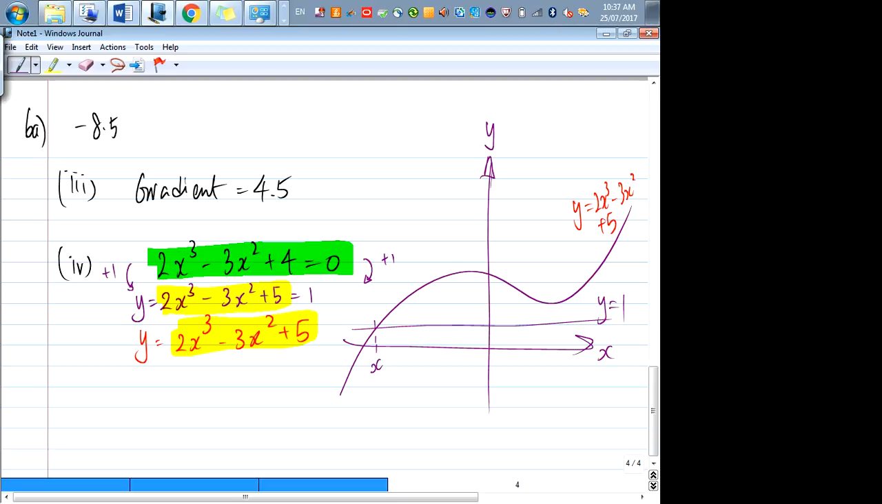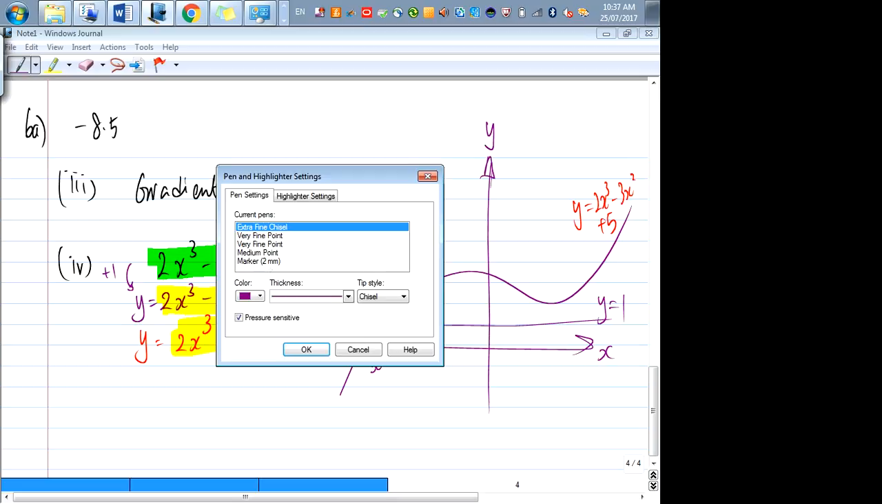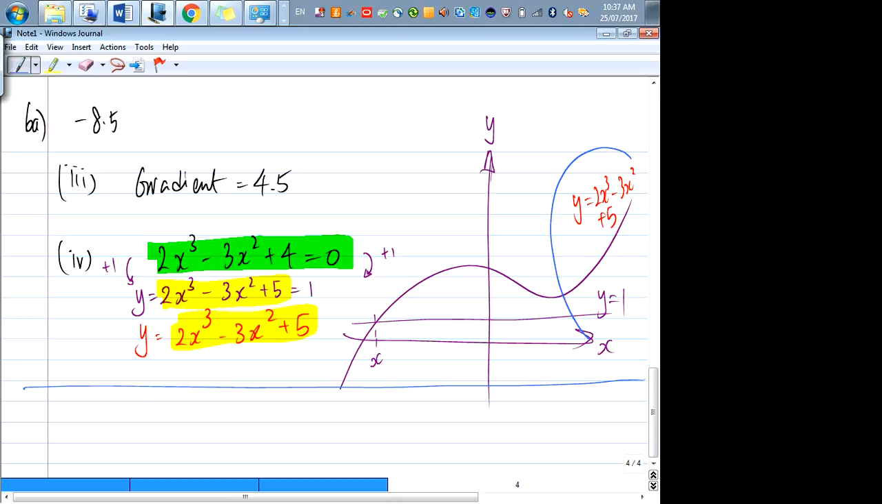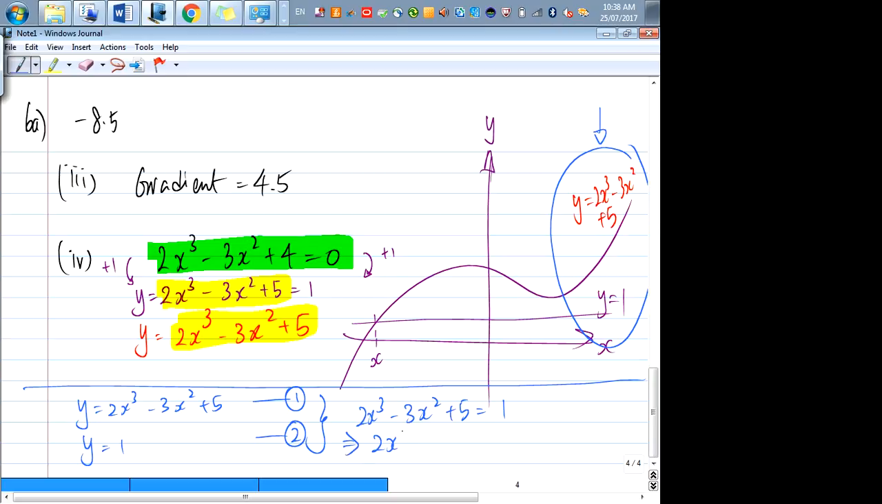Now how does this actually work? If I ask you to solve these two equations simultaneously, just extra knowledge for you, this is what you are going to do. Y equals to 2x cubed minus 3x squared plus 5, and the other one is y equals to 1. Call this equation number 1, call this equation number 2. Solve them, we will end up with 2x cubed minus 3x squared plus 5 equals to 1. Therefore, 2x cubed minus 3x squared plus 4 equals to 0.